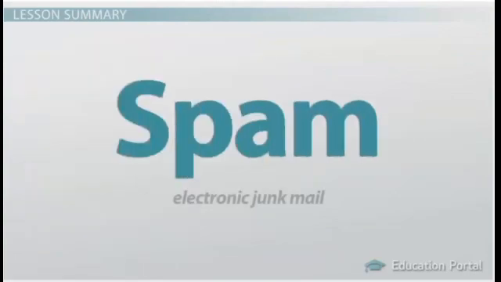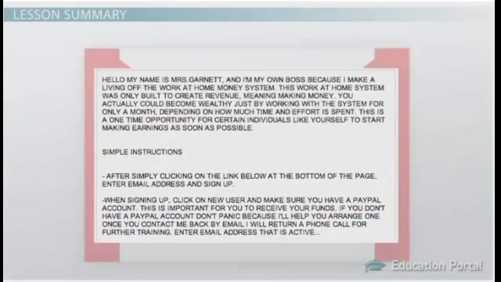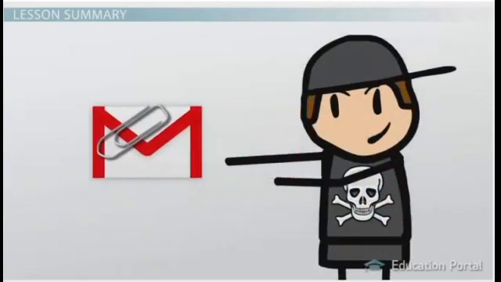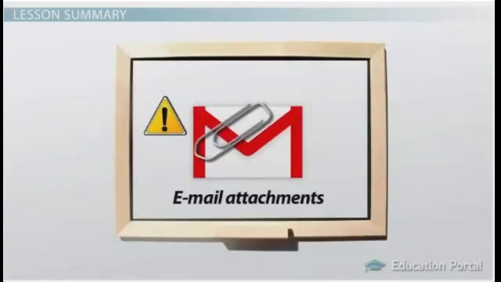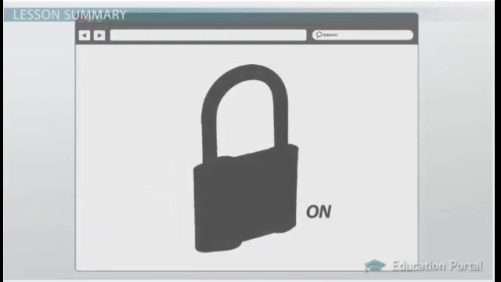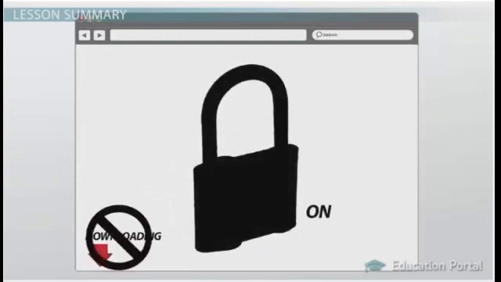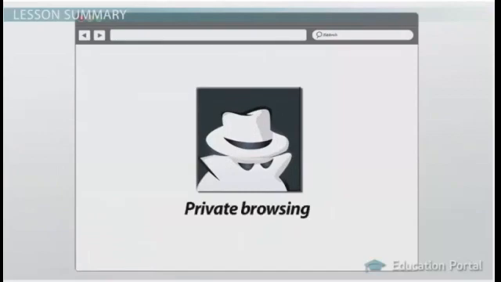Spam consists of electronic junk mail. This presents an annoyance, but is typically not a security concern. A more serious concern are email attachments, which are widely used to distribute harmful programs. Internet browser software contains security features to prevent downloads of harmful programs and to manage your privacy while browsing.